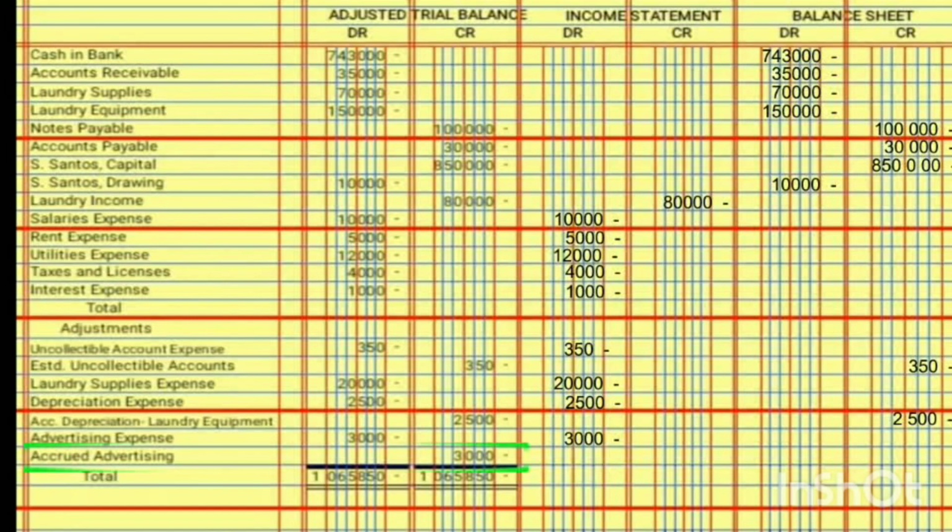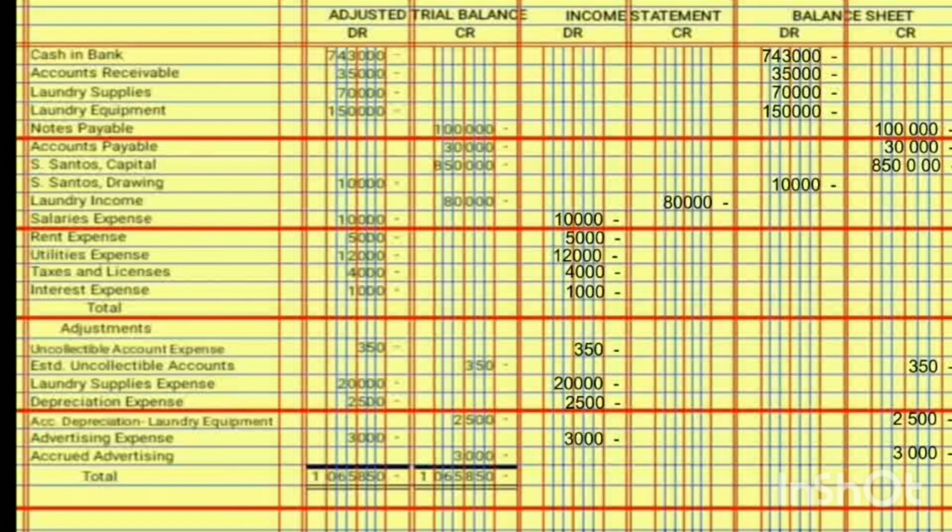Lastly, we have accrued advertising of 3,000 credit. So accrued advertising is a liability. That means this accrued advertising is a balance sheet account, and this will be forwarded here in the balance sheet column. So that's why we have 3,000 here in the balance sheet column, credit.